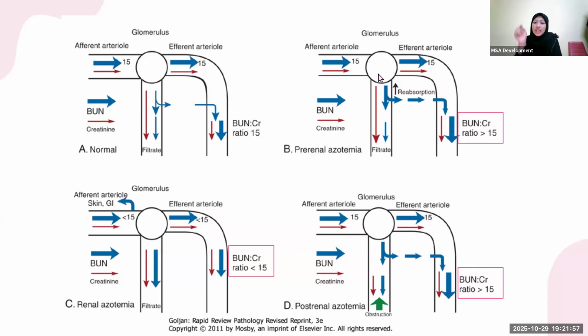It can be damage at the kidney, so renal azotemia, or it can be damage after the kidney, so that would be post-renal azotemia. Let's talk about pre-renal. Pre-renal, before the kidney, think about what could go wrong here. There could be, for example, a tumor here, right? A mass that would block the BUN and creatinine from coming into the kidney. So that's one. So having a mass, having an obstruction before the kidney is a problem.